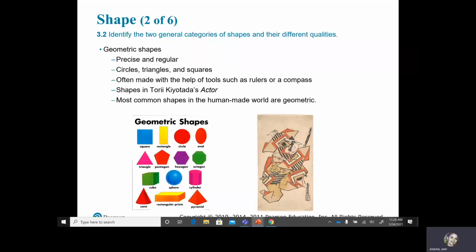Geometric shapes are precise and regular: circles, triangles, and squares. They're often made with the help of tools such as rulers or a compass. We have a lot of geometric shapes in Torii Kiyotada's Actor. The most common shapes in the human-made world are geometric.